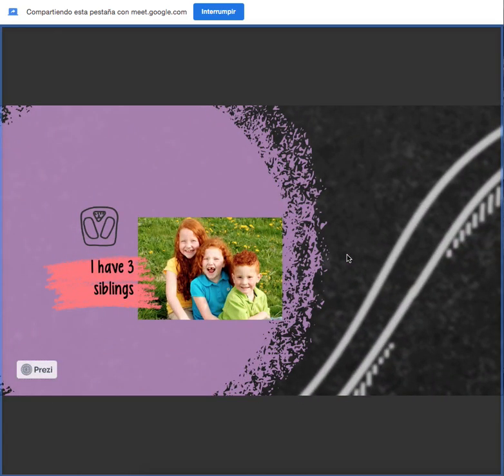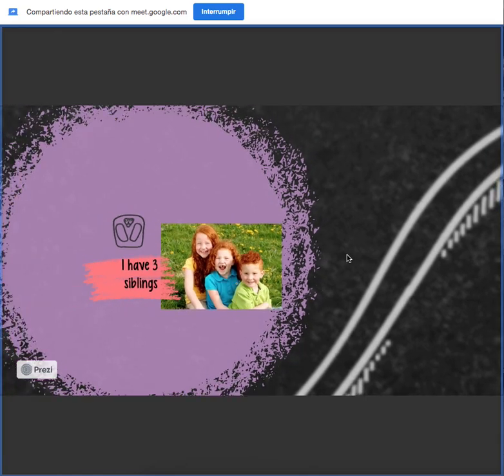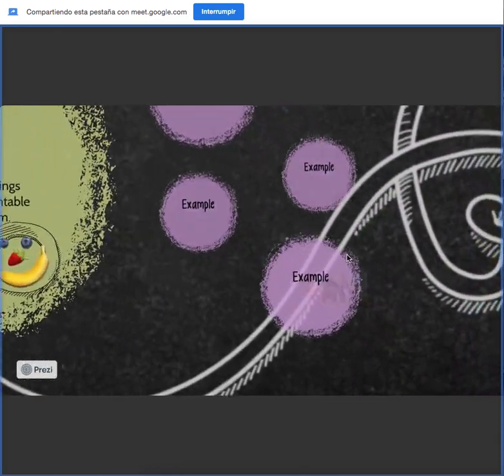Let's check out another example. For example, this one, I have three siblings. What is the meaning of sibling? What is the meaning of that word? I have three siblings. What is that? Hermanos. Or it can be, for example, gemelo, mellizo, yeah, three siblings. Very good. Or you can say, I have a sibling. Tengo uno solo.